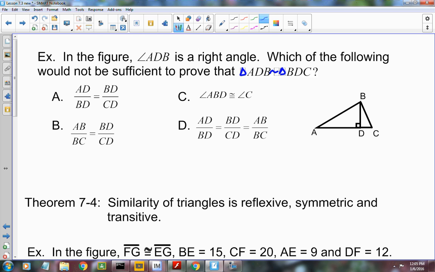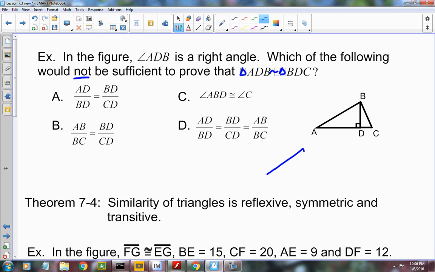This is a good EOI question, or even an ACT question. It says in the figure, angle ADB is a right angle. Which of the following would not be sufficient to prove that this triangle ADB is similar to triangle BDC? Now, one thing I'm going to do here is I'm going to separate these triangles, and I want to orient them to be the same. That makes it a little bit easier to see what's going on.